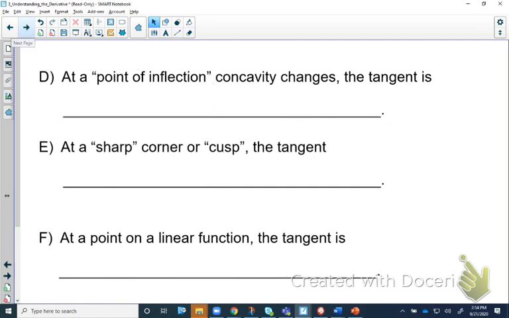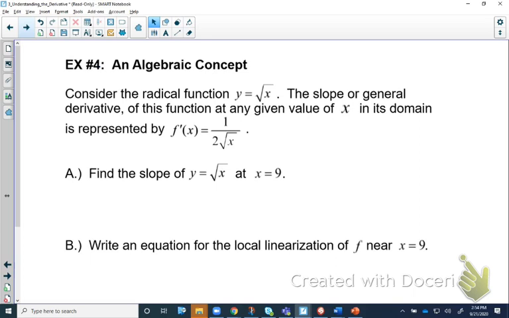Now, moving on to the algebraic example that we have here in example 4, it says, consider the radical function y is equal to the square root of x. The slope, or general derivative of this function, is given. Okay, so they're giving you the function, and they're giving you its derivative.